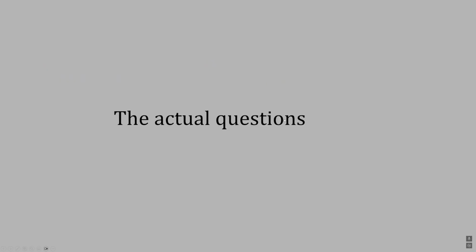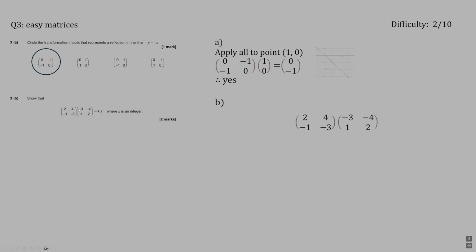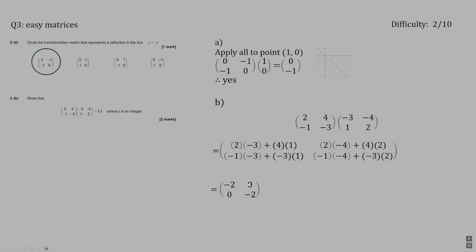Right, let's go on to the actual questions now. Right, firstly, we have a very easy matrix question compared to what you probably could get. Firstly, for the first question, you're just going to apply them all to one point to see what happens to them, to see which one reflects in this line. So first one, we just put this one, (0, 1), you get (0, -1). Then you see, yes, this does reflect, so put a circle around it. For B, just multiply two matrices together as it says, you do all this stuff, get this, multiply out, -2, there's your k, and you've proved it right there.